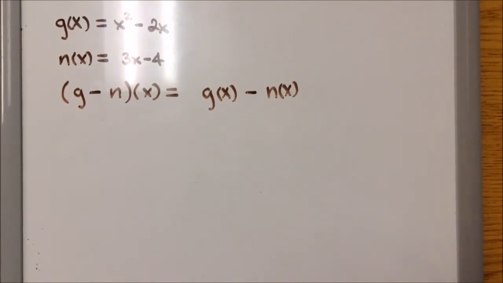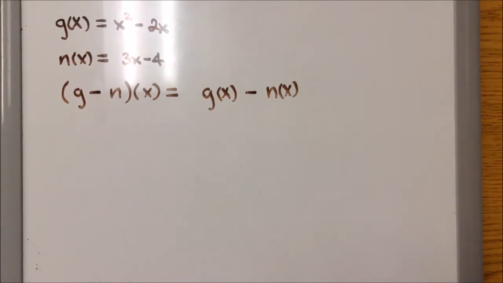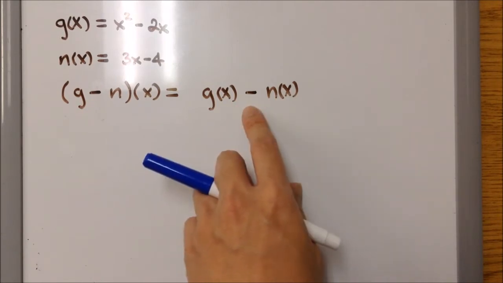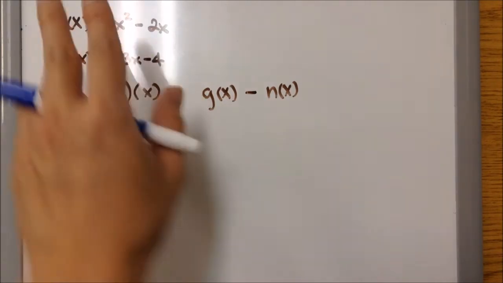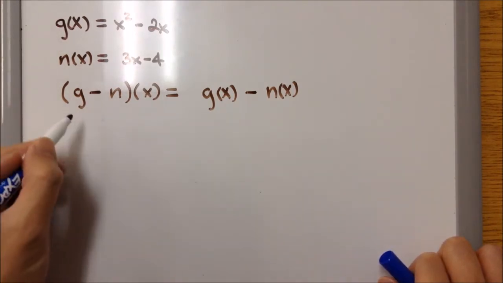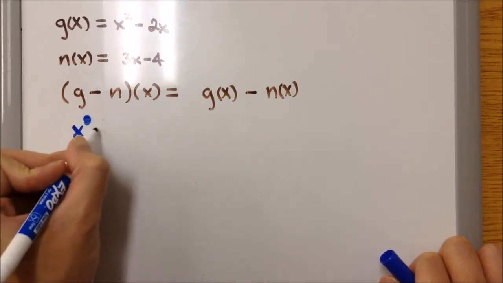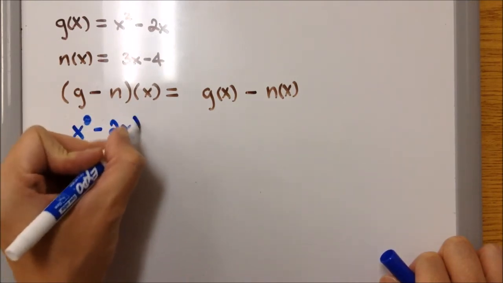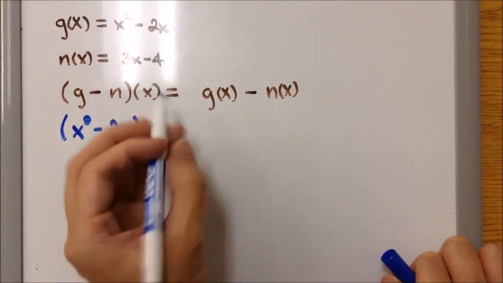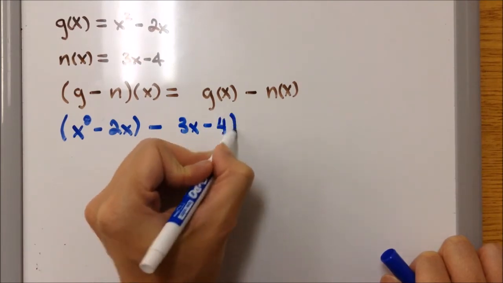Alright, so we have our second example. This time it's minus, subtract. So since g is first, g of x will go first, and then minus, and then n of x. Same function. Same practice as before. I'm going to write g of x first. So x squared minus 2x in parentheses, and then minus n of x. So 3x minus 4, and again parentheses.